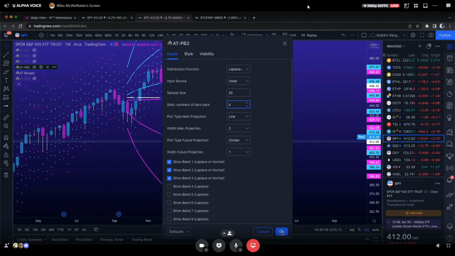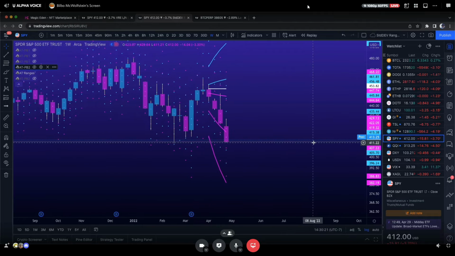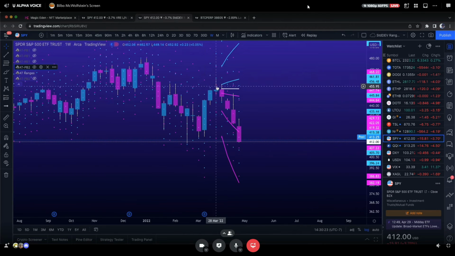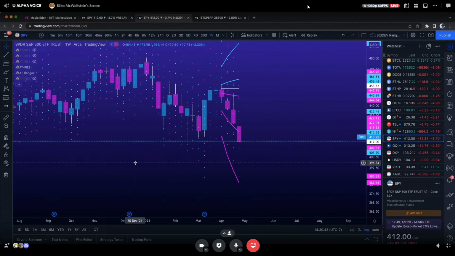Guys, if you need help understanding how to use these, give us a shout out. This is perfect. You open up this week, you pump up. Look at SPY. Rejected perfectly off the top side of the 68.3 Laplace distribution range. So right now we're breaking through the 95.4 to the downside. That's an ugly weekly candle for SPY.